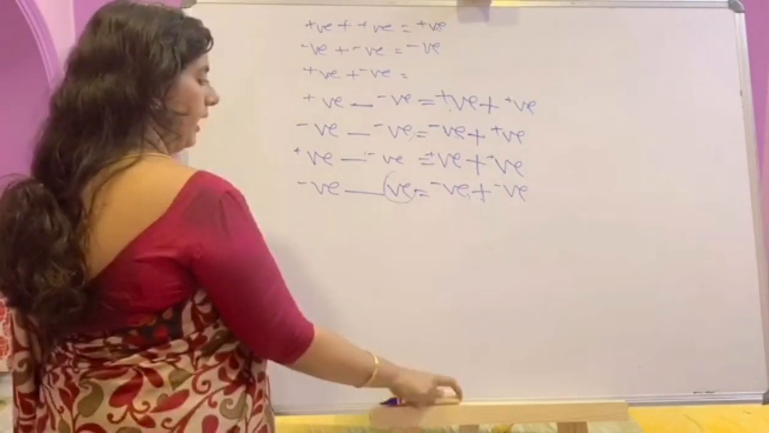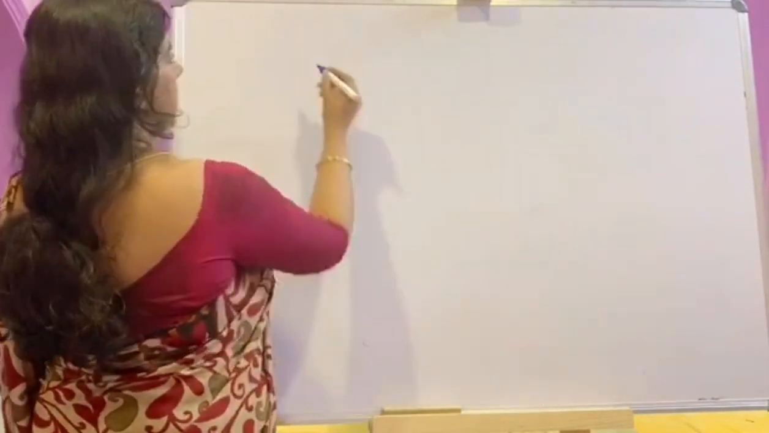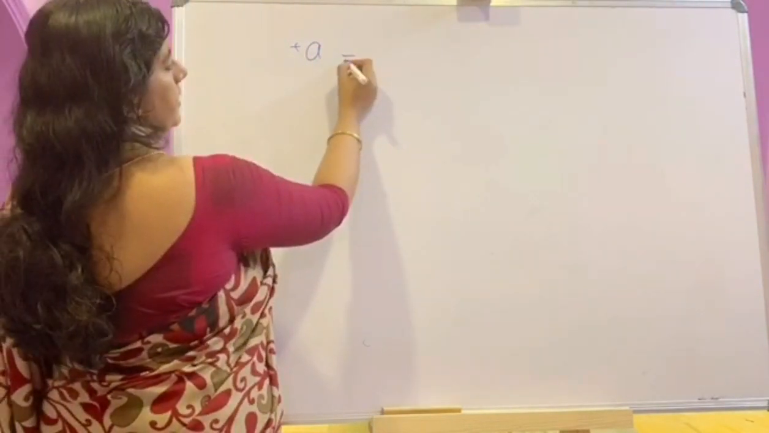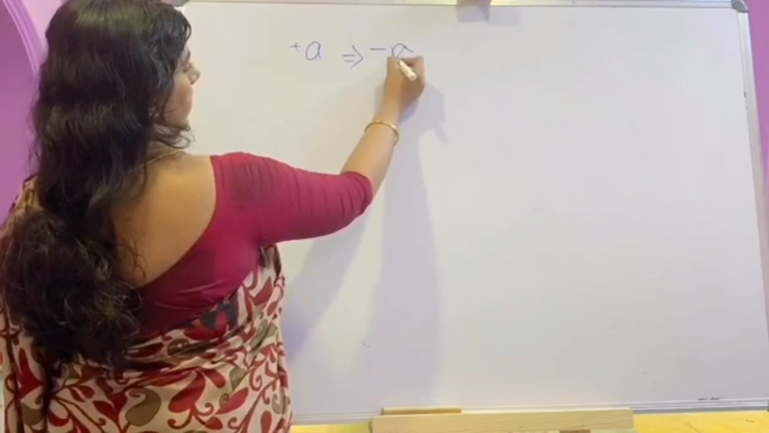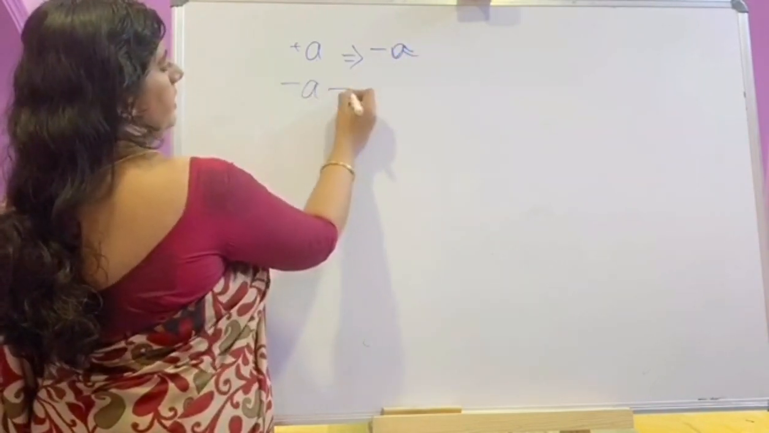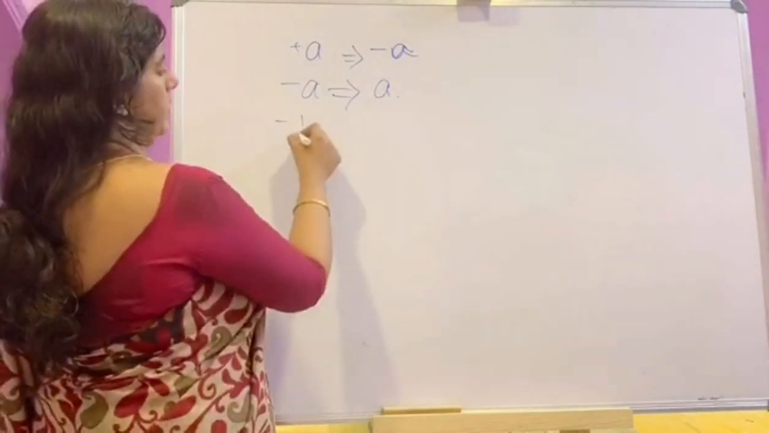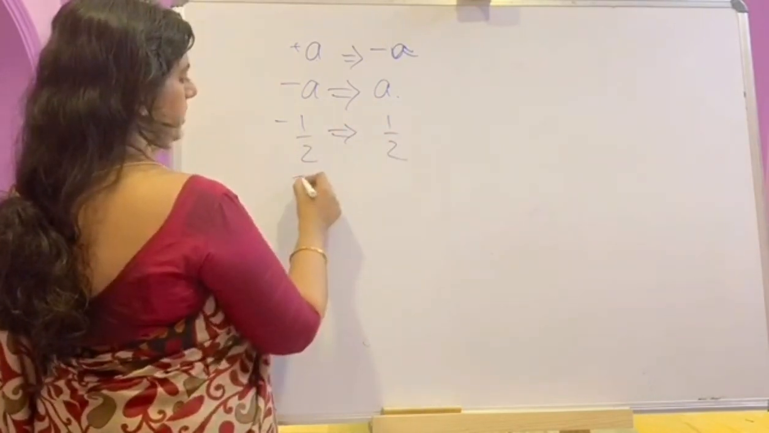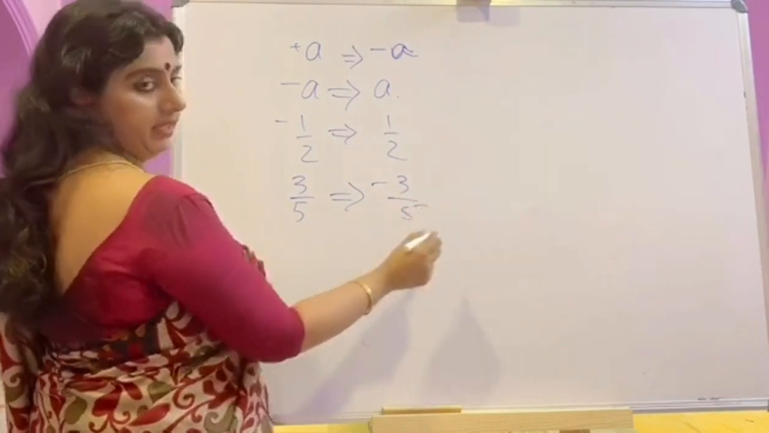And you know, additive inverse means a positive number's additive inverse is negative. That is, this is a positive number a and its additive inverse will be minus a, that is negative a. Now negative a's additive inverse will be positive a. Negative 1 by 2, the additive inverse is positive 1 by 2. Positive 3 by 5, the additive inverse is negative 3 by 5, like that.